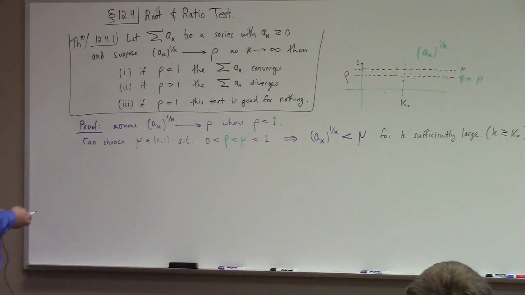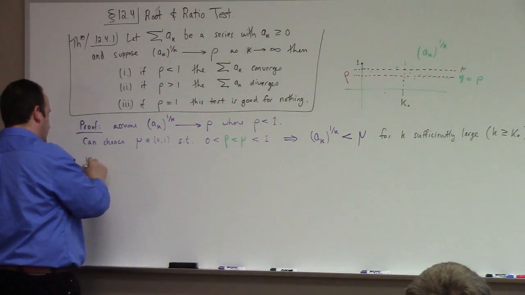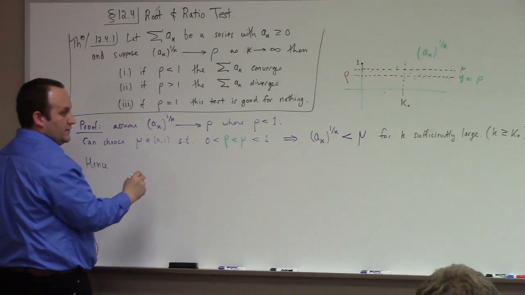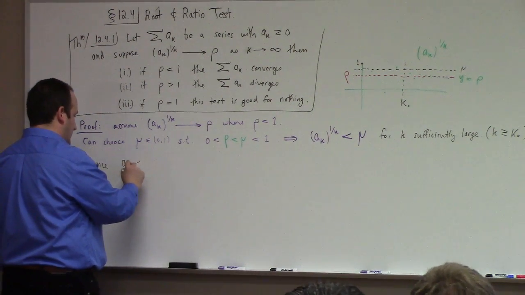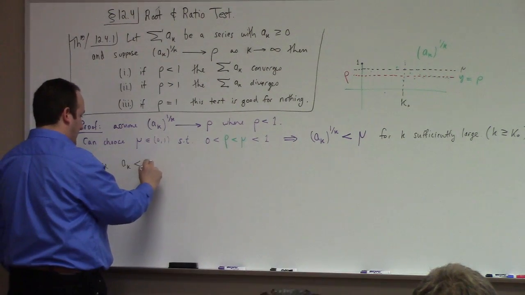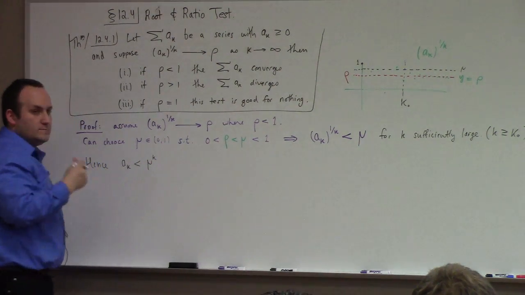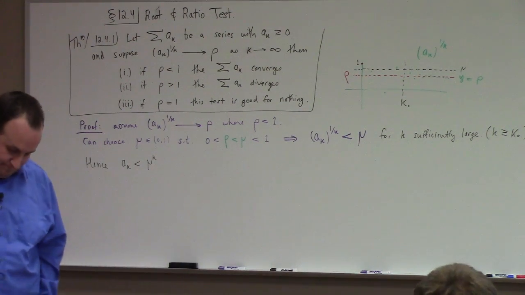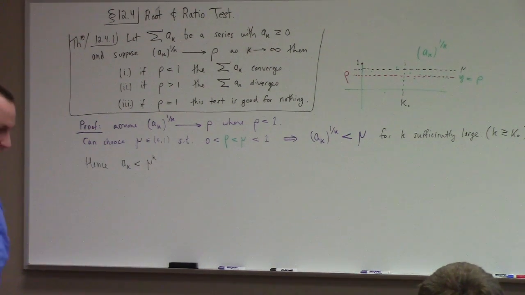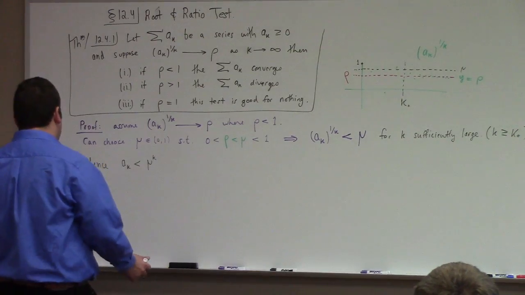So then what? Hence, a sub k is less than mu to the k, right? But that's pretty much all we need.